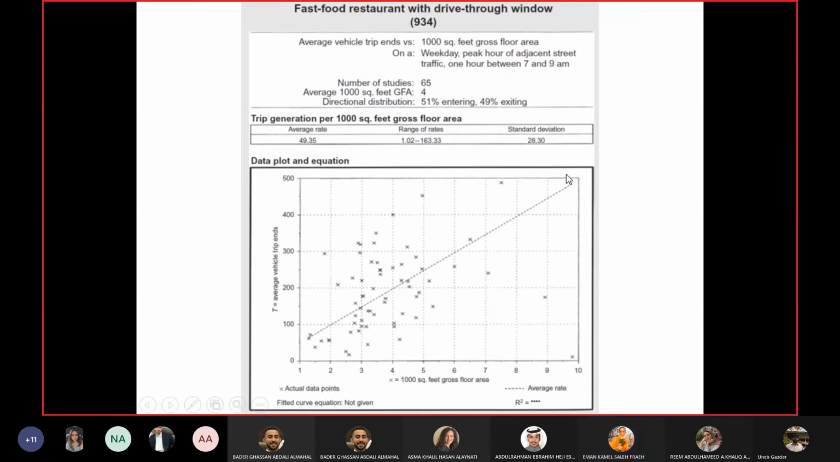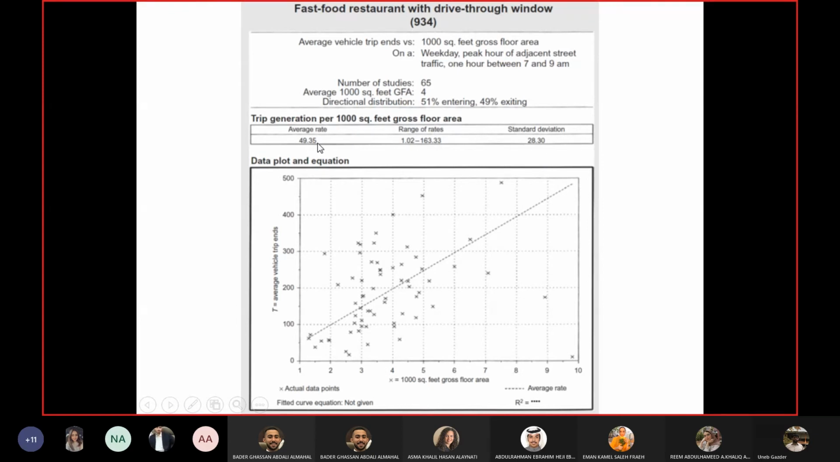So even if you don't multiply by 1.1, it is already less than average. So 1.1 times the average will be even higher. Average trip rate is 49.35. If you do 1.1, it will be more than that. Standard deviation is already 28, which is less than average. You don't have to check. So I can use the average trip rate.